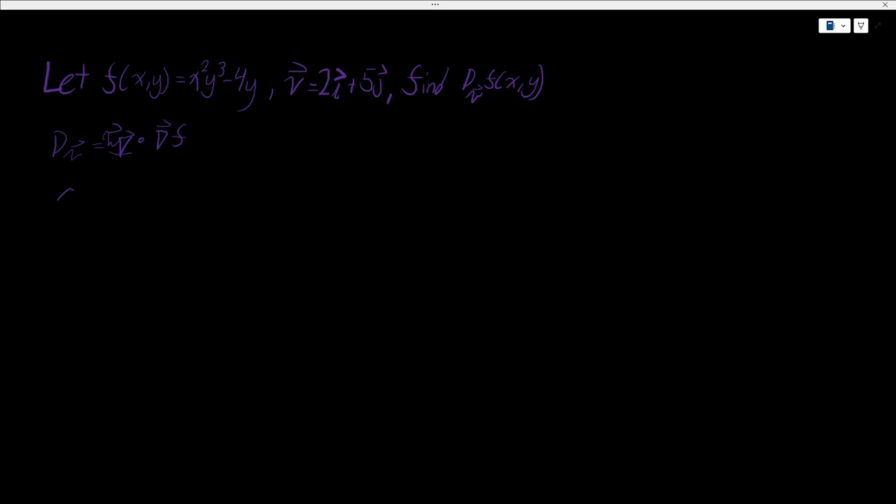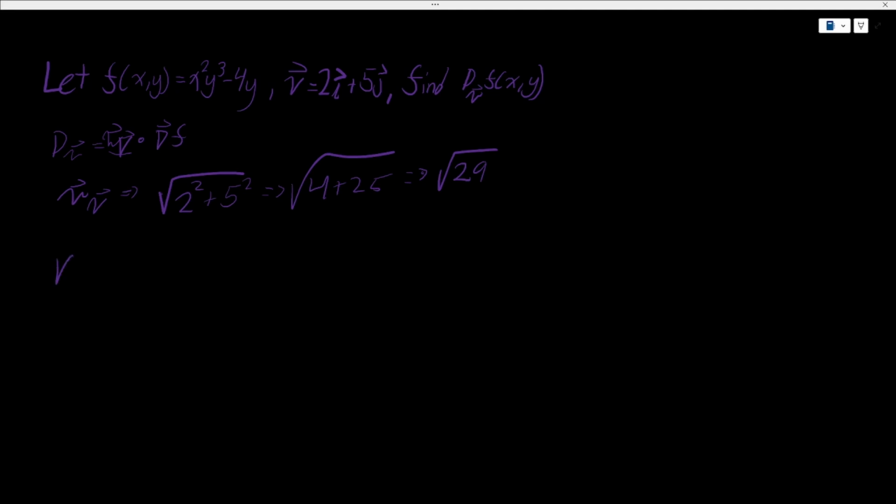So I'm going to start by finding the unit vector of v. We can do this by taking the magnitude of the vector v and dividing it by itself. So first let's find the magnitude. We can find the magnitude by taking the square root of 2 squared plus 5 squared. This is going to equal the square root of 4 plus 25, or just the square root of 29. So our magnitude is the square root of 29, and we need to divide our vector by the magnitude.